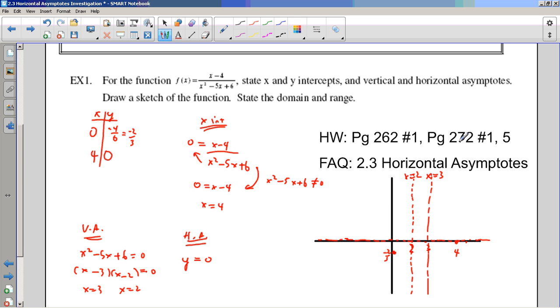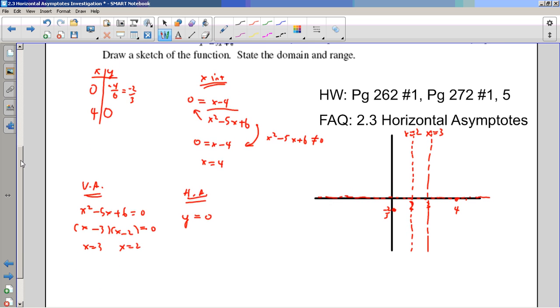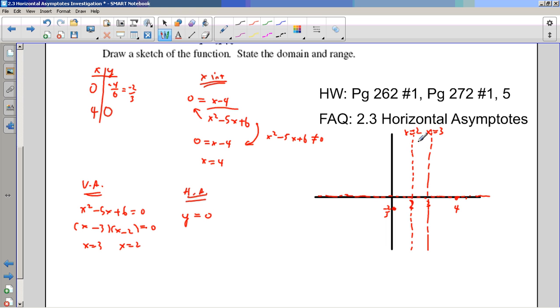So what happens here? What does the graph look like? I don't know. Well, we need a couple more tools to figure out what happens on the graph. So for instance, I could investigate the behavior near the vertical asymptotes.